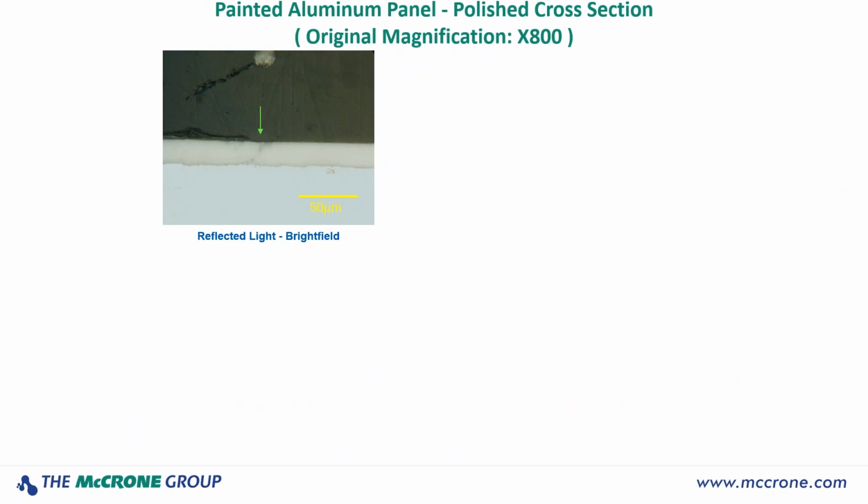Here's some more examples of that. This is a painted aluminum panel. It's a polished cross-section, metallographically polished to a nice smooth mirror finish. With regular reflected light, bright field imaging mode, we can see in the paint right in the middle, where the green arrow is pointing to, that there's a small crack or fissure leading all the way from the surface of the paint down to the base metal underneath. And that is a potential site for corrosion attack.